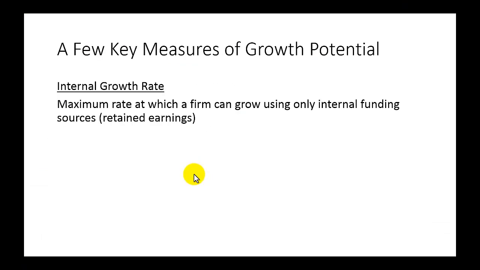What I'd like to do now is introduce you to just a couple of important metrics when it comes to measuring how quickly our company can grow. There are two of these. The first one is called the internal growth rate. The second one will be called the sustainable growth rate. Let me just give you the definitions and the formulas, and then I'll show you real quickly how to calculate them. The internal growth rate is the maximum growth rate at which a firm can grow using only internal funding sources. So this is the fastest rate at which a company can grow if they're not going to take on debt and they're not going to issue equity.